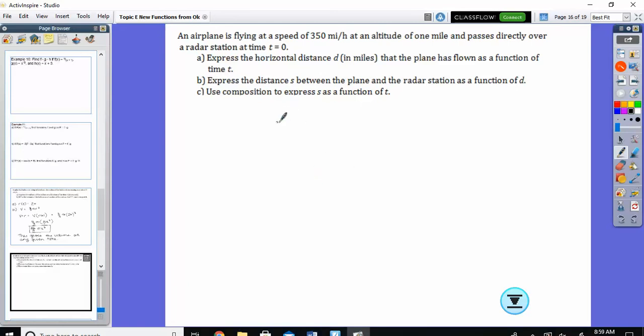Let's draw a little picture here. So I've got an airplane flying, and you guys know that I am an amazing artist. Okay, so here's my airplane. And altitude, what's an altitude? Height. So altitude of 1 mile. So my height is a constant 1. At time 0, it passes over the radar station. So let's say here's our little radar station. Start off, and then the plane is flying this way.